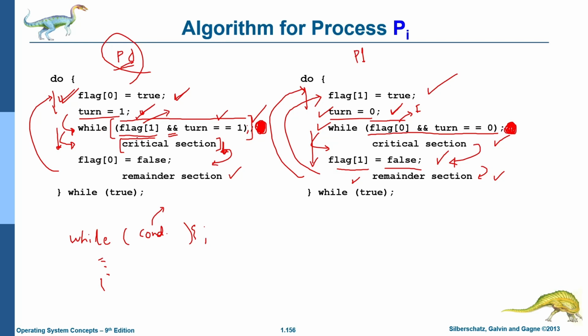This while loop does not have this as the body. The while loop is actually getting terminated here. So don't think that when this is true, then the critical section will run. No, it's actually the opposite. When this becomes false, only then this while loop will stop. And when this while loop stops, it will come to the next statement.